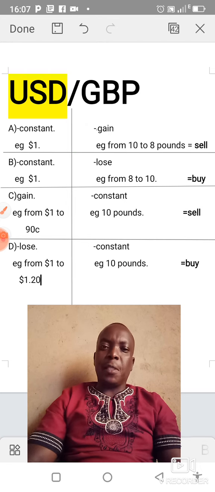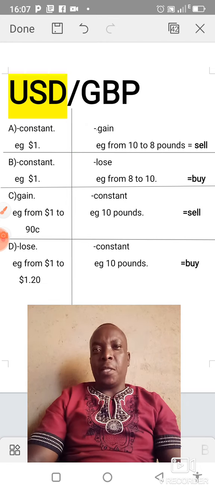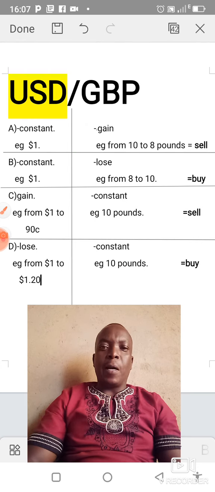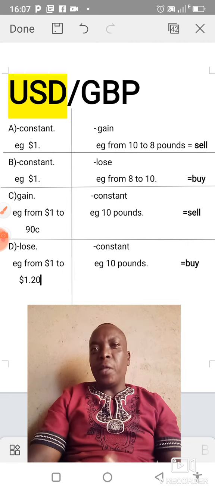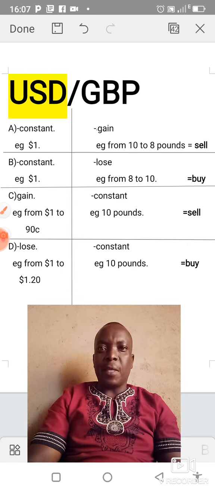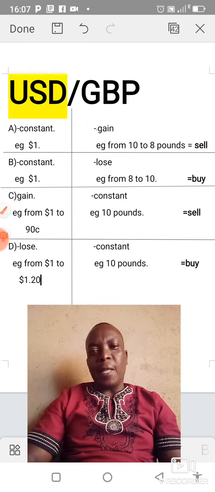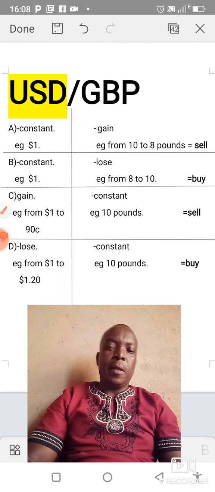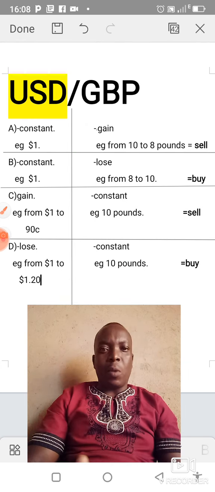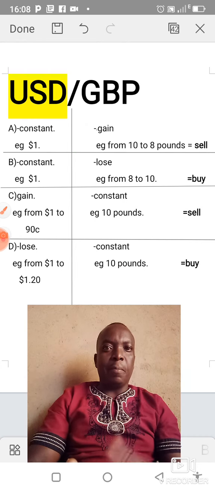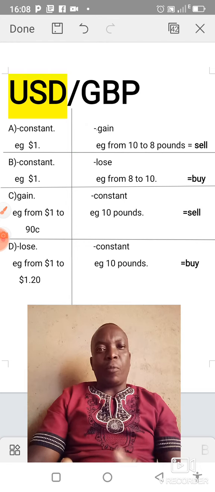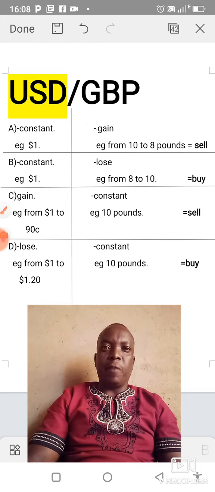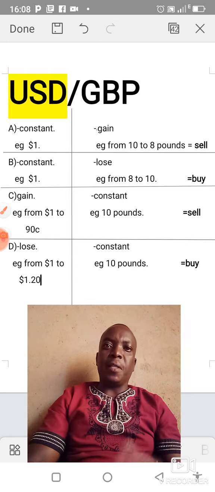I'm going to make use of this pair, the USD being traded against the Great British Pound, and explain four situations. As I said in my last video, the currency which is listed first on a pair is what we call the base currency, and the currency that is listed second is called the quote currency. I'm going to explain scenarios whereby the base currency is either gaining or losing in value, as well as the quote currency either gaining or losing in value, and where you're supposed to place a buy or a sell.